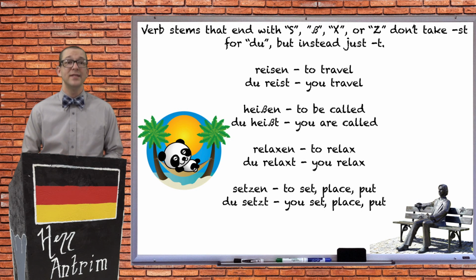Certain verbs don't take the st for the du form. Instead, they simply take t. The last letter of the stem of these verbs is one of the following: S, SZ, X, or Z. The reason is that you simply wouldn't actually hear the S sound at the ST ending, so we just leave it out of the conjugation. The rest of the verb forms are normal. I'll give you an example of each.